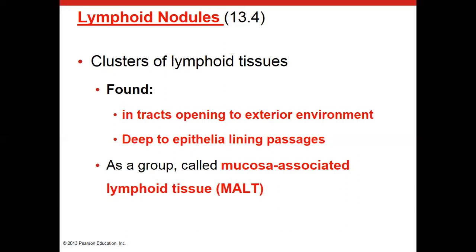If you remember back way from exam 1 unit, epithelial tissue is anchored to connective tissue below it by a basement membrane. Well, that connective tissue just deep to the epithelial tissue in these tracts, digestive tract, respiratory tract, for example, have lymphoid nodules. That connective tissue along with the epithelial tissue is called the mucosal layer. So it's mucosa-associated lymphoid tissue.